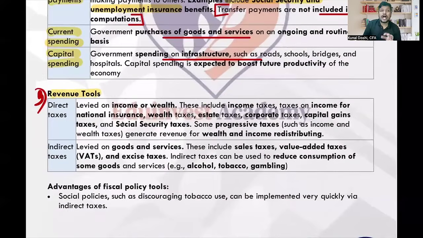Revenue tools. How does the government generate money? Taxes. Two forms of taxes, direct taxes and indirect taxes. Direct taxes are either on income or wealth of individuals or corporates. You might be taxed on the insurance amount that you get. Wealth tax or estate tax. In the US, you have wealth and estate tax. Estate tax means when you transfer the money to your children, there is an estate or inheritance tax. Wealth tax is on the assets that you own, right? Income tax is on your salary, and most of these taxes are progressive, meaning the more the income, the more taxes you pay. Correct? That is direct tax.